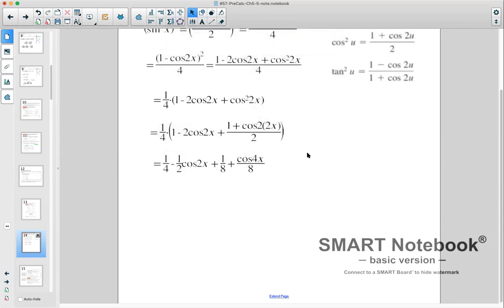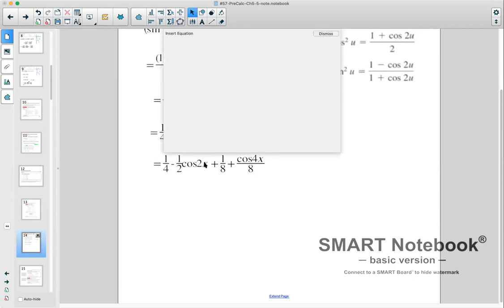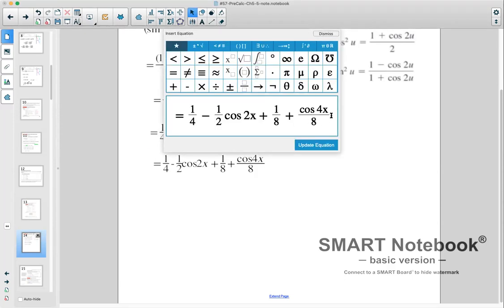All right. So now you can collect like terms. Can you collect like terms? 1/4 plus 1/8. Yeah. So let's do that. Let's do one by one. I don't want you to make mistakes. So this is 2/8 plus 1/8, so you can make it 3/8. And let's keep everything else as it is.